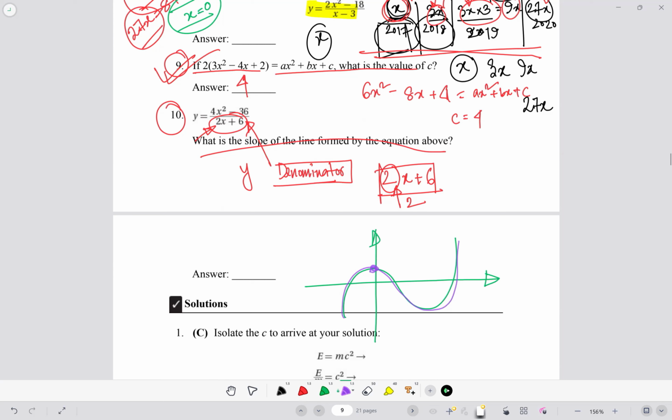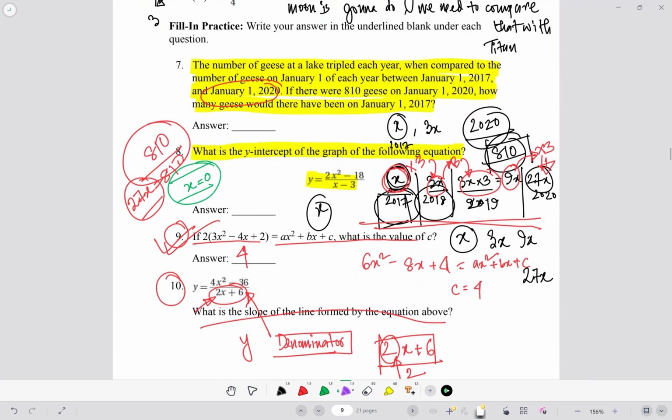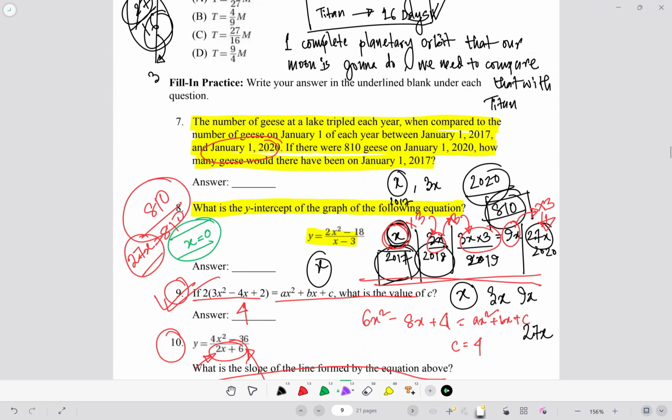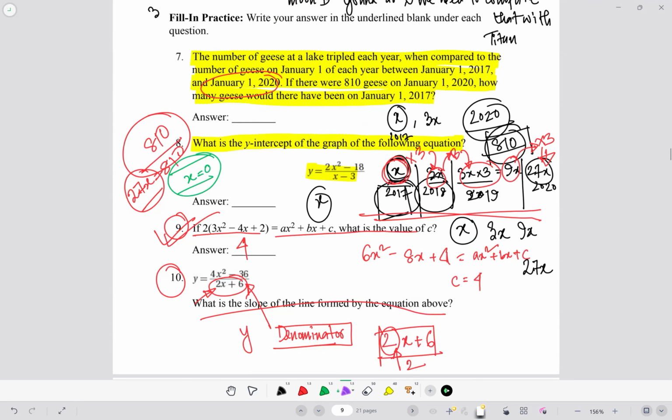If we are interested in this point, at this point the coordinate x is equal to 0. So we just need to think in these terms: what is the y-intercept of the graph of the following equation? We just need to find the values where x is equal to 0. Because we already know that x is equal to 0, we can find the y.